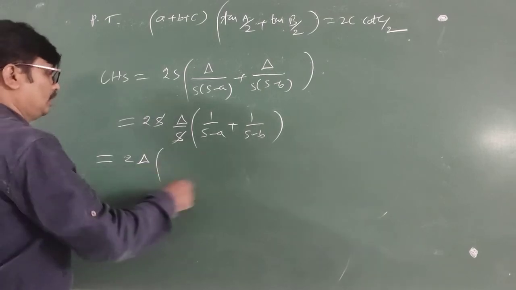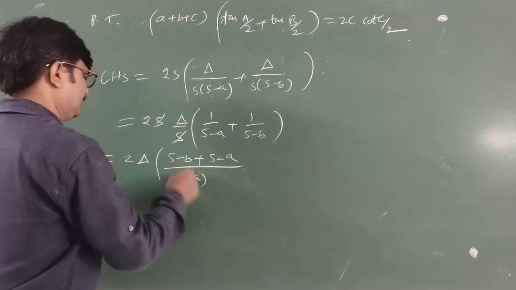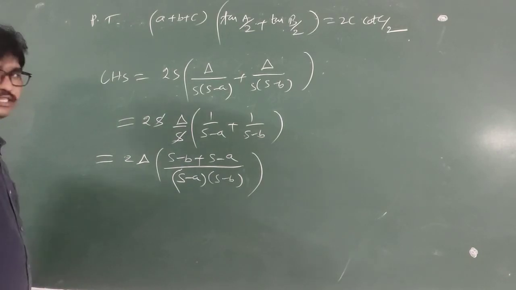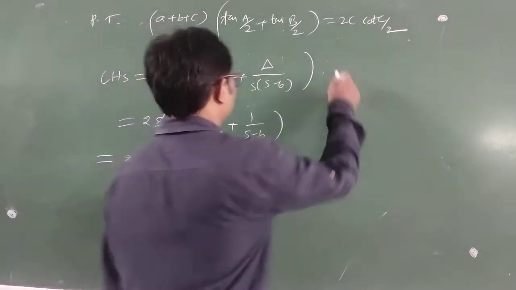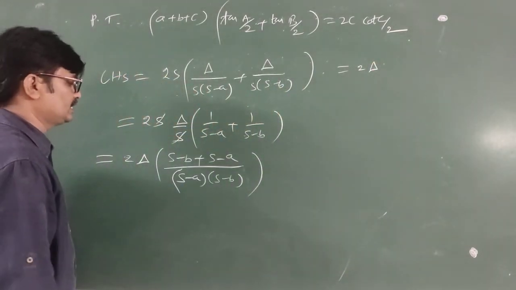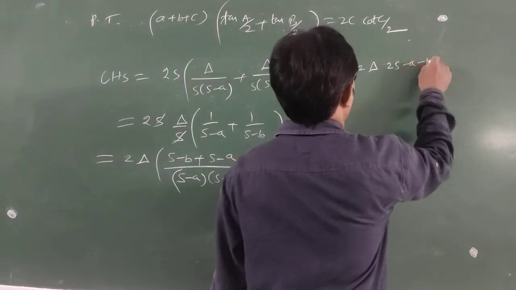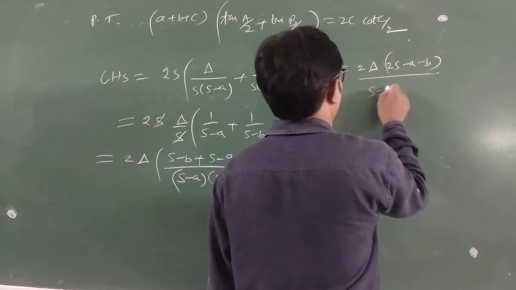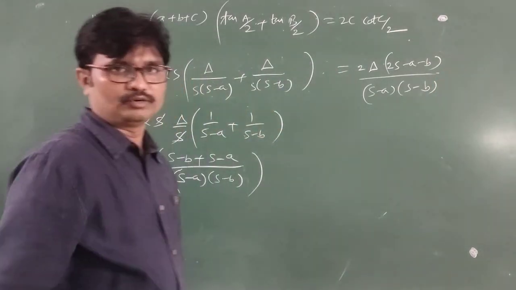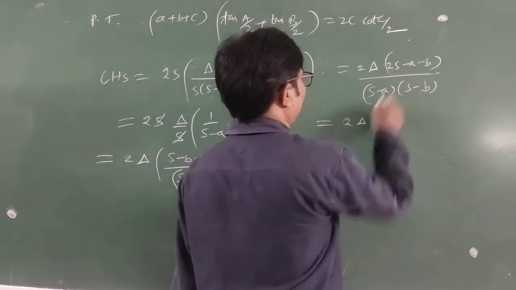2 delta into ((S minus B) plus (S minus A)) upon (S minus A) into (S minus B). Okay students, now we can write this as 2 delta, and here S plus S is 2S, so 2S minus A minus B over (S minus A) into (S minus B). Okay students, now we can write this as 2 into delta upon A plus B plus C.